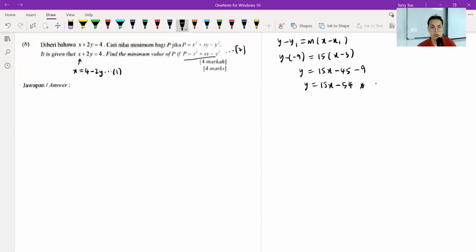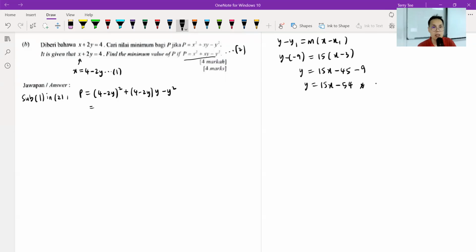Call this equation 2. By substituting equation 1 inside equation 2, your p is now, your x is 4 minus 2y. You need to square it, plus 4 minus 2y again, you multiply y, and you minus y squared. Right? So what we need to do is to expand and simplify this.